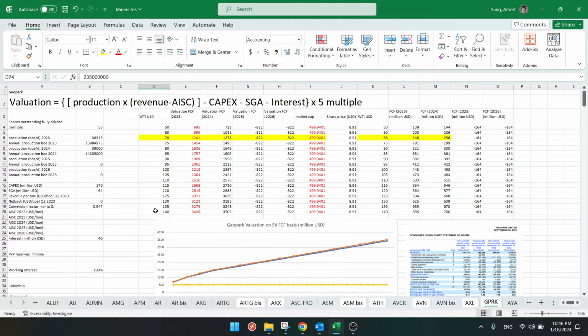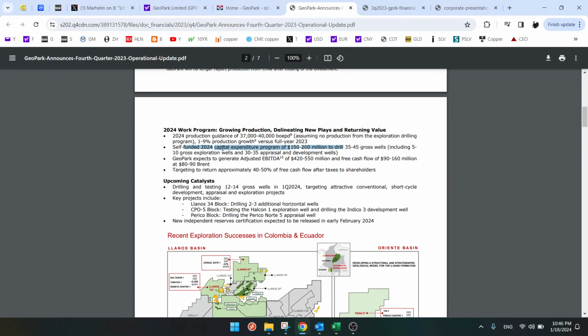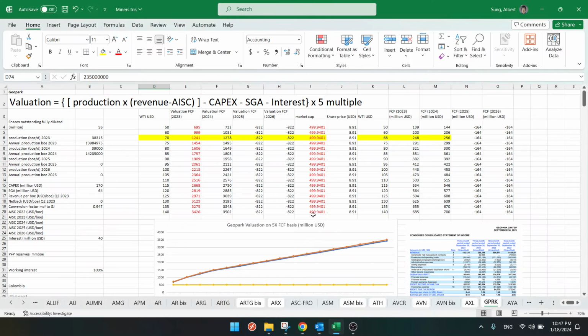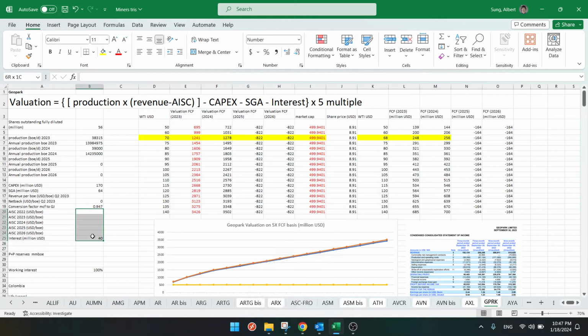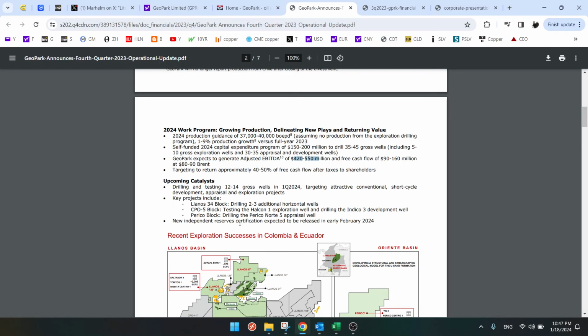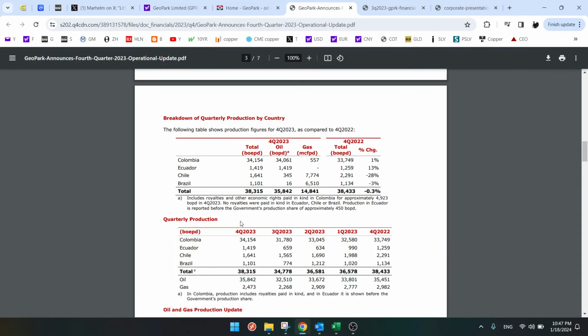Capex plus SG&A, EBITDA 400 million. I have 250 million free cash flow, but I don't have all-in sustaining cost yet, so I need to know what the costs are.